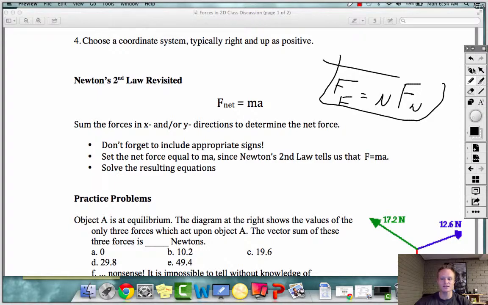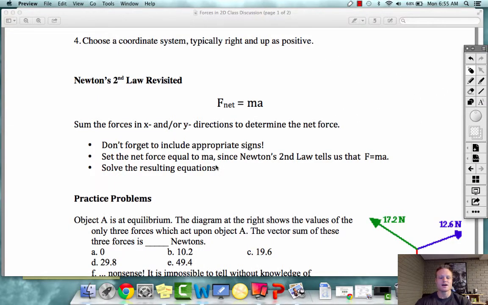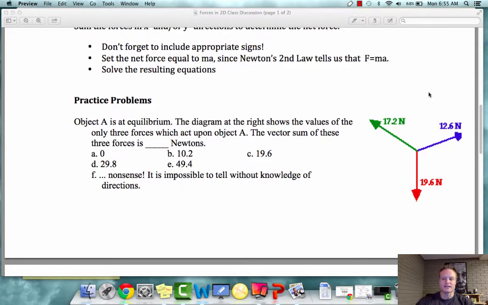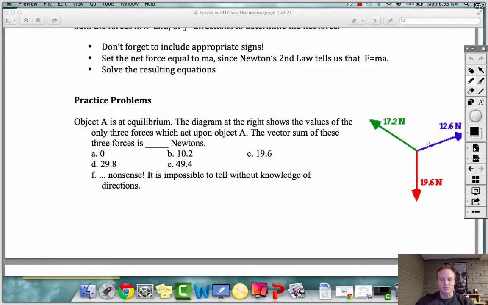Okay, let's take a look at some practice problems. It says object A is at equilibrium. The diagram at the right shows the values of only 3 forces which act upon object A. The vector sum of these 3 forces is blank newtons. There's a key word here. Instead of trying to break all these, especially the green and blue arrows, into components to figure out what the net force is, you have to pretend object A is right in the middle. It's being pulled in 3 directions.